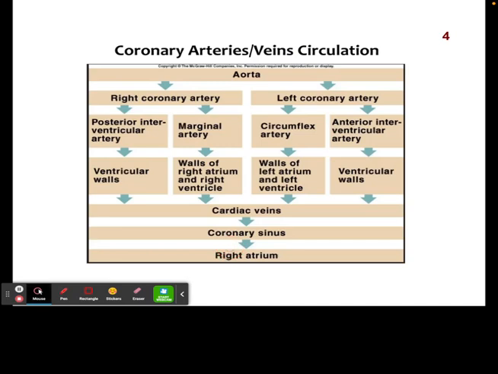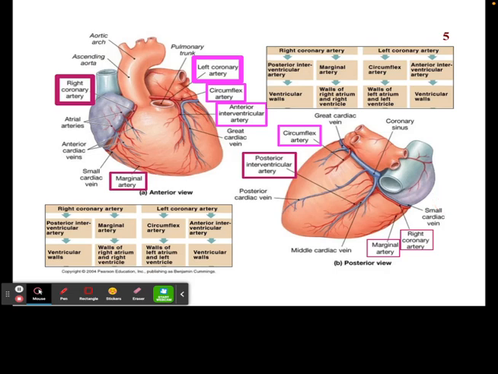In these slides, it's the same content, it's just adding a little bit more to it. So you can take a look at this when you feel comfortable. And it's just showing specifically where this oxygenated blood and deoxygenated blood is going to be traveling.